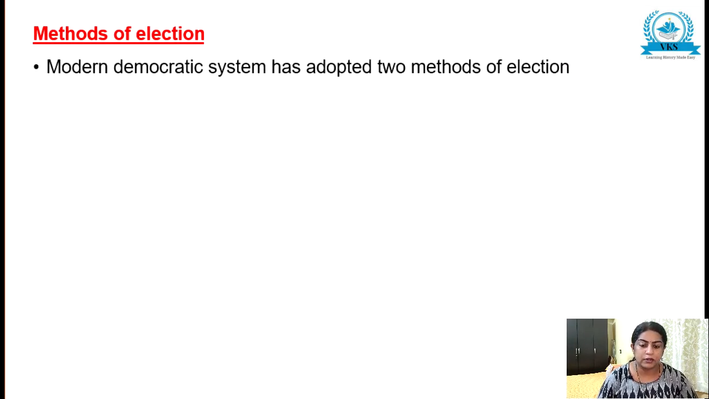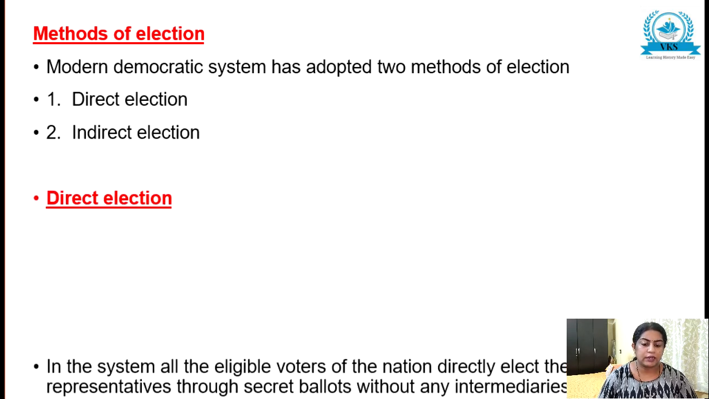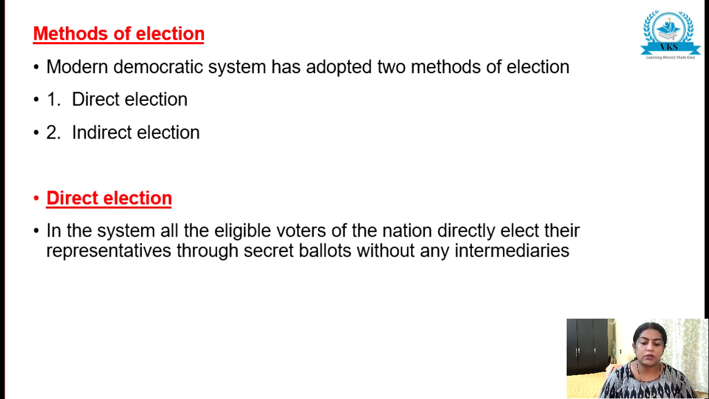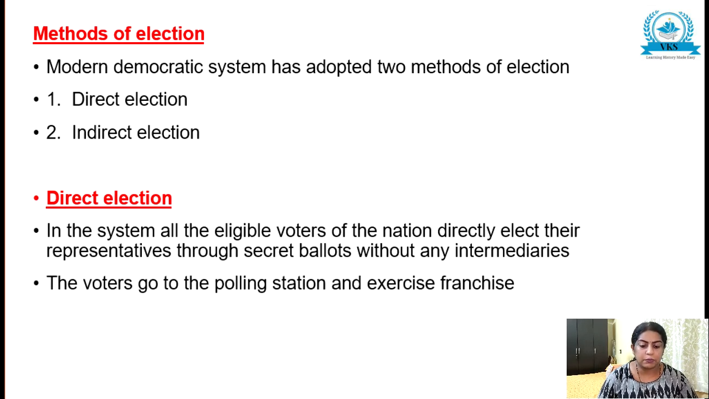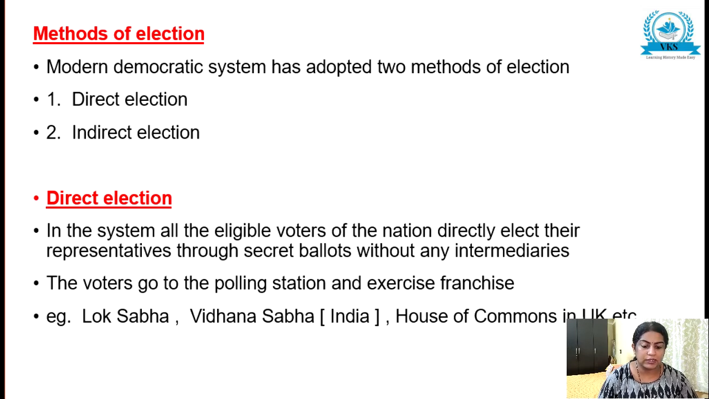Now before going to the next topic, that is indirect election, let us just see the points which we have studied till now. Methods of election. Modern democratic system has adopted two methods of election: direct election and indirect election. Direct election. In this system, all the eligible voters of the nation directly elect their representatives through secret ballot without any intermediaries. The voters go to the polling station and exercise franchise. Example, Lok Sabha, Vidhan Sabha in India, House of Commons in UK, etc.